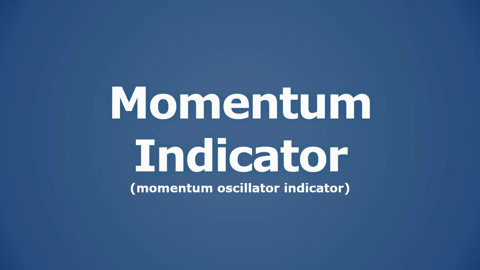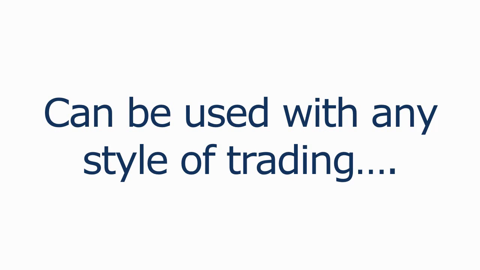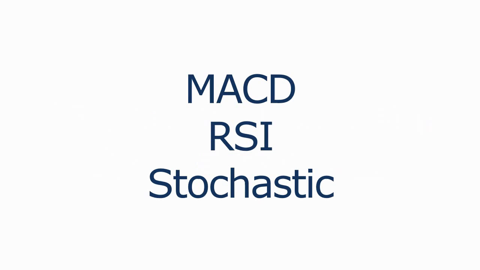The momentum indicator, also known as the momentum oscillator indicator. It's one of those indicators that are available to traders to help gauge the momentum in the market. And it's not the only one that's out there. There's a lot out there. Well, several. And you can use it for intraday trading, swing trading, position trading. It doesn't really matter. Top three would be the MACD indicator, which is the moving average convergence divergence indicator.